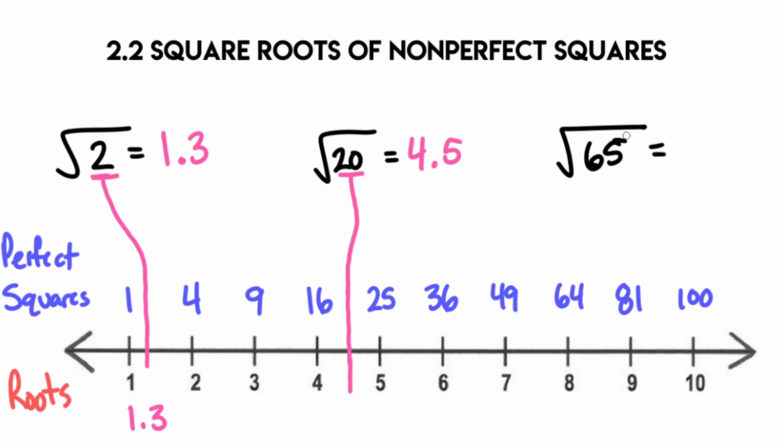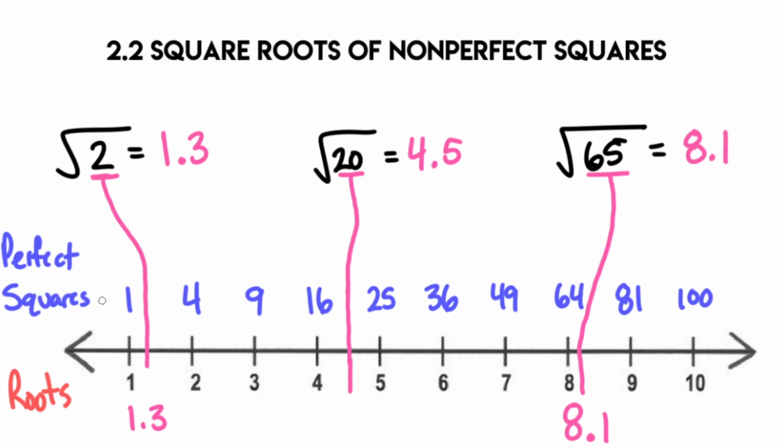The last one, the square root of 65. Again, I can use my number line here. Looking at all of my perfect squares, 65 is going to fall just after the 8, right here-ish. This one's going to be much closer to 8, the 64, than it is to 81. So the square root of 65 is probably going to be 8.1.